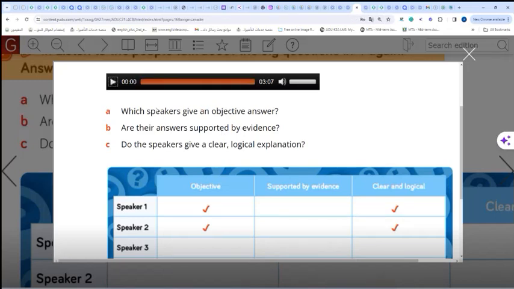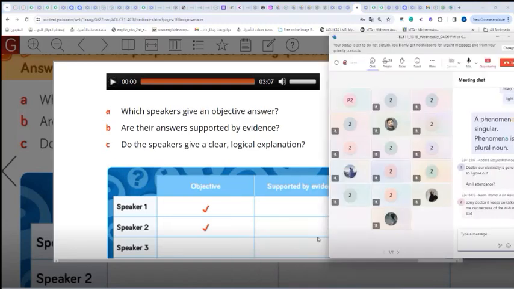I mean, speaker 4. Objective or subjective? Or supported by evidence. So supported by evidence. Yes. So dear students, what do you think? Subjective. So Mr. Khalil says that number 4 is subjective. What do you think, dear students?